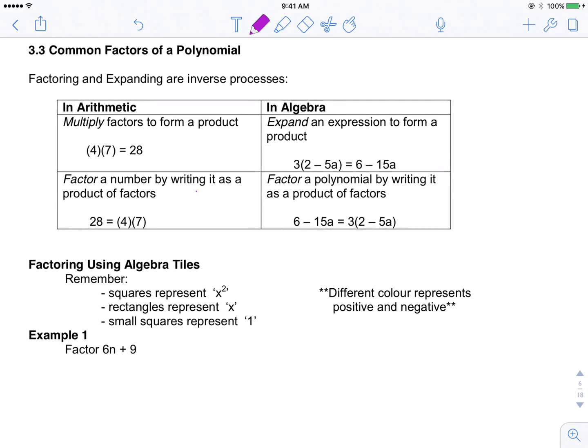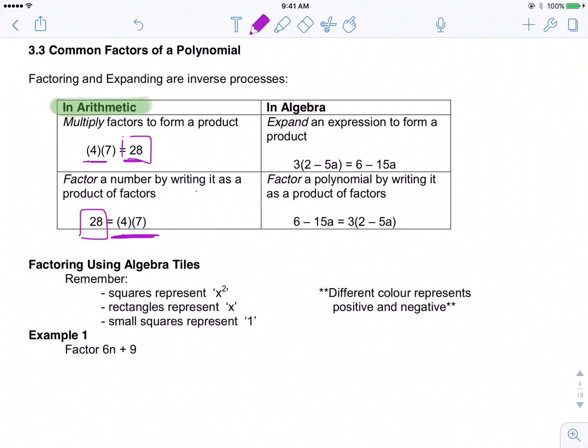But here we go. Factoring and expanding are inverse operations. If we're looking at factors using arithmetic, strictly numbers, factors are the two things that when multiplied together give you a number. And when we multiply those factors together, we get that value. If we want to factor a number like we've been looking at, we take that number and try to find two other numbers that multiply to give that. So you can see how those are inverse operations.